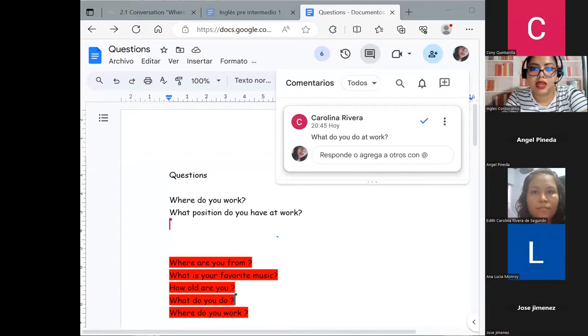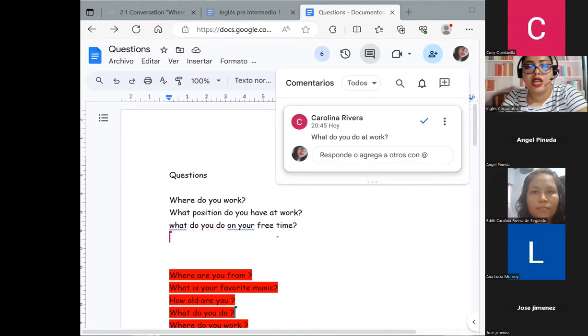So here we have some examples. What is your name? Where are you working? What do you do in your job? Where do you live? What do you do in your free time? Then we have, what are you cooking today? When is your birthday? Where do you work? When did you start working there? Why are you working? Do you like your job? What do you hate about your job? How much money do you earn? So those are the questions that we have on the chat.